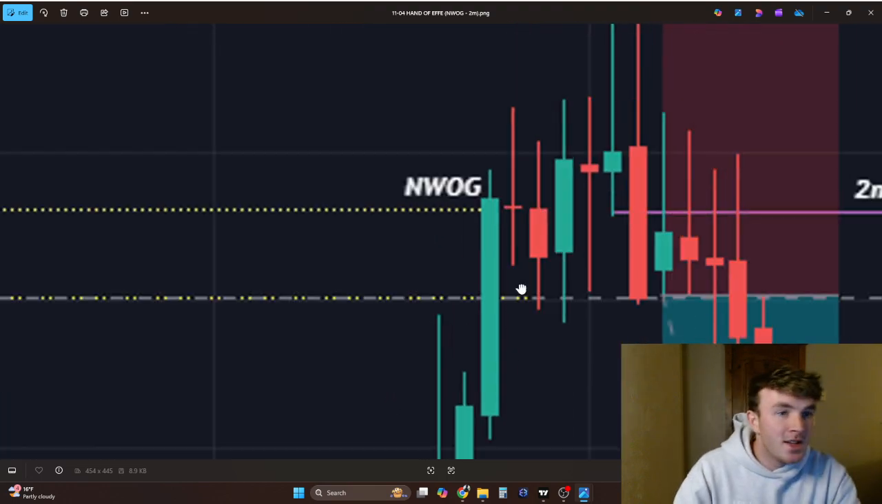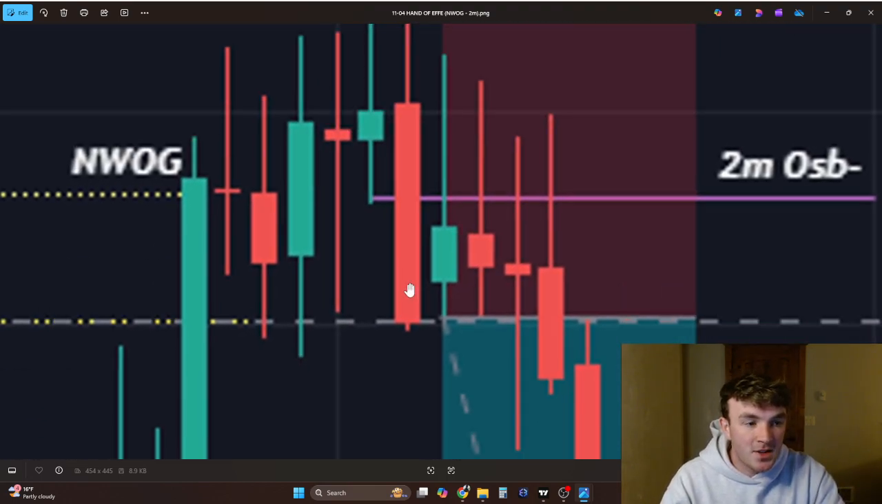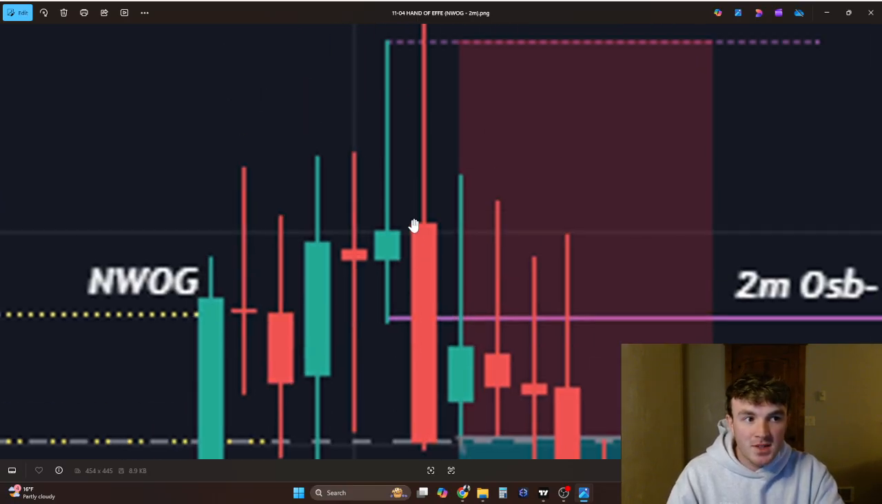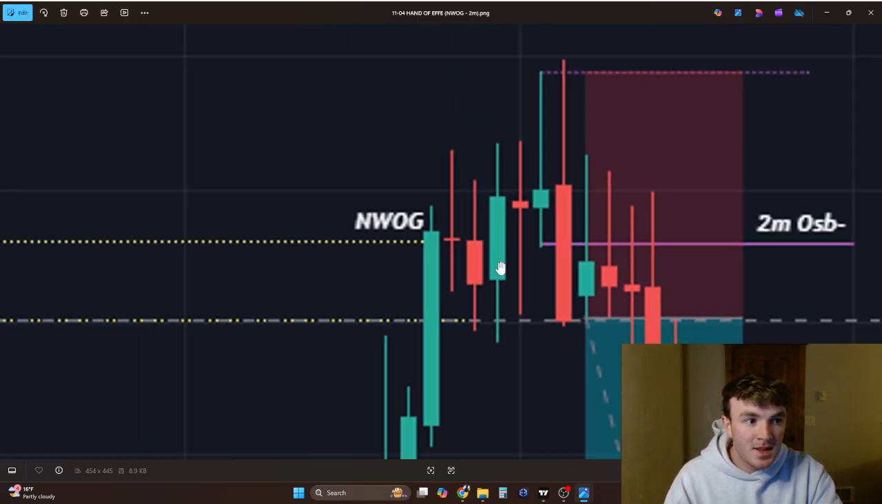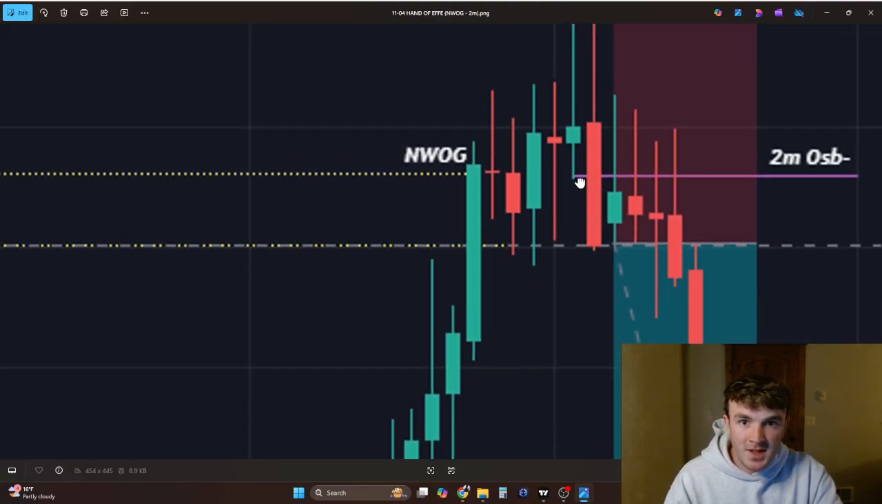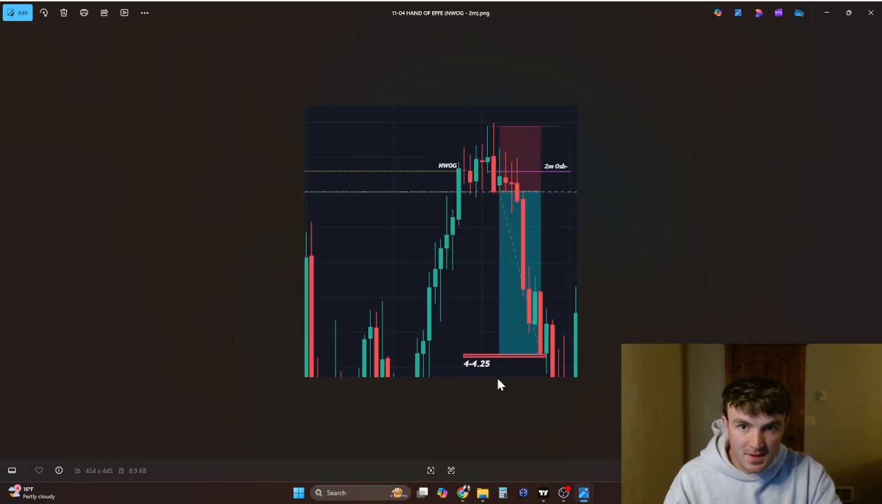So once again, here's the old prior candle. The next candle takes the high and the low, and it doesn't have to close lower, but I usually like to see it have some kind of displacement. And then bang, 2-minute outside bar. You could have also entered on the retest, so right here. And then bang, delivery lower off the new week opening gap.